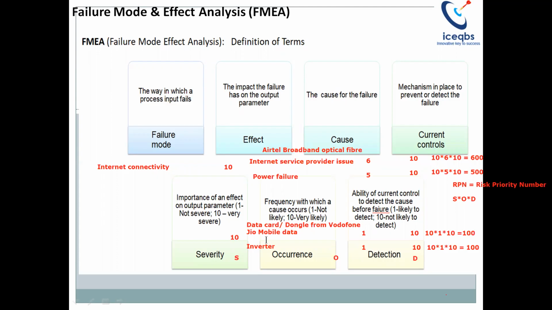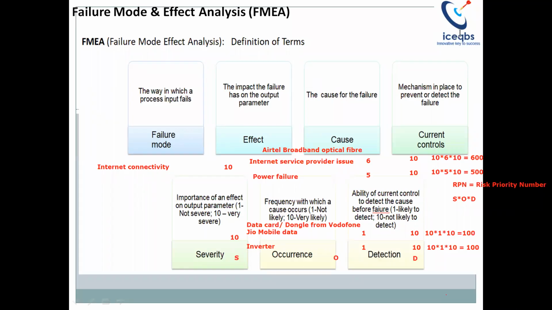Sir, there is one question. On this basis, we will decide the rating, sir. Yeah, I will come to that. There are guidelines there. So I will come to that.